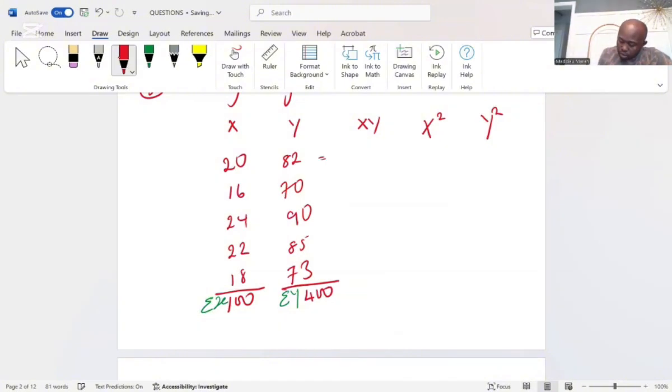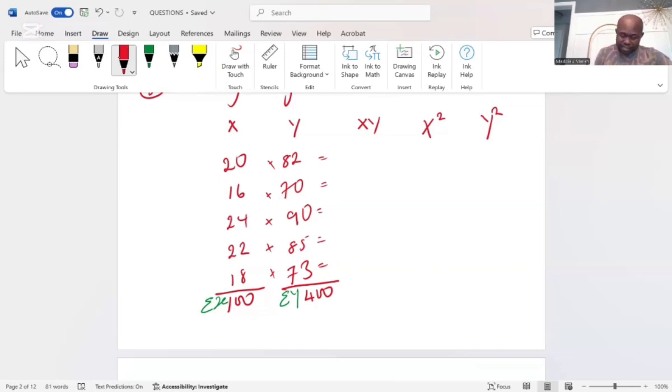Now I need xy. Xy will equal 20 multiplied by 82. You don't need to do it here. 16 multiplied by 70. 24 multiplied by 90. So this will give me my xy. And when I total that one, I will have my sum of xy. Are we together? Okay, let's go.